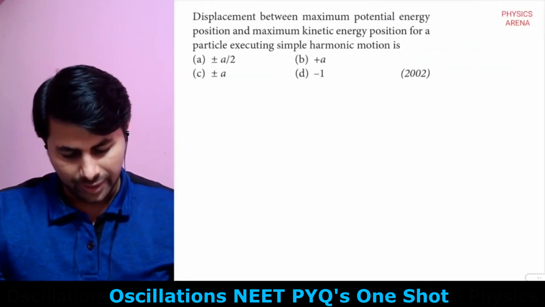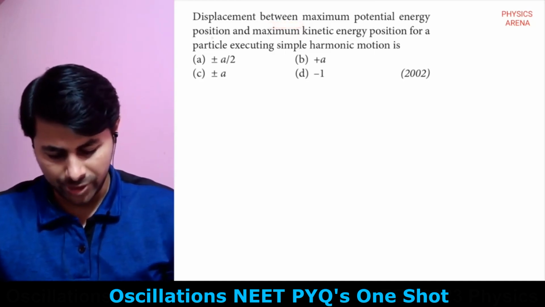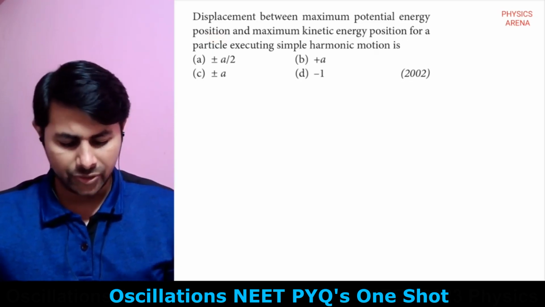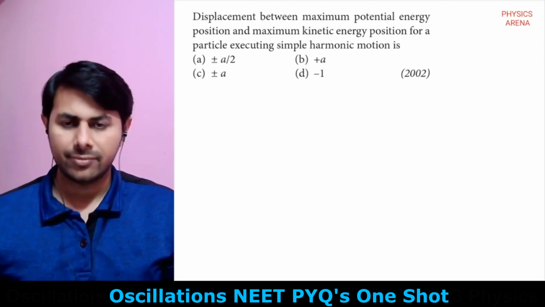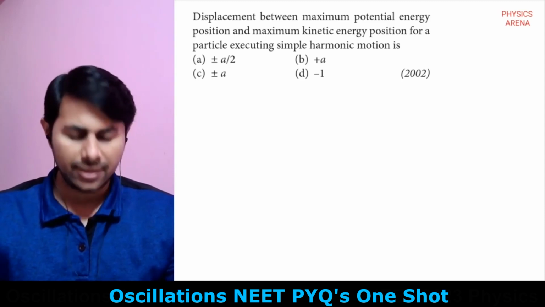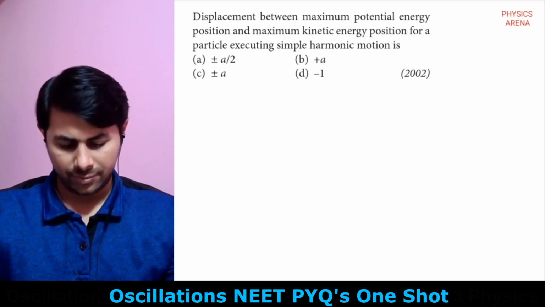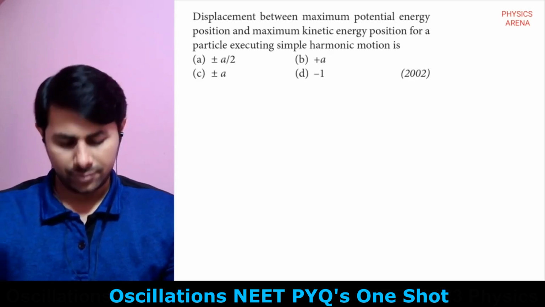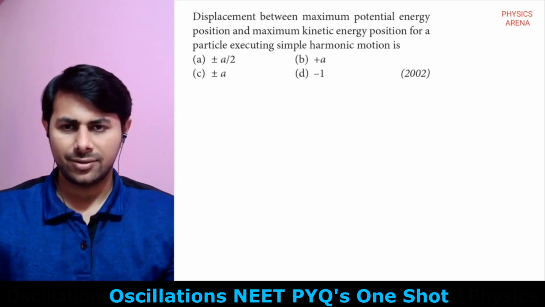Next one, the displacement between maximum potential energy position and maximum kinetic energy position for a particle executing simple harmonic motion is. So tell me, is it plus minus a by 2, plus a, or plus minus a, or minus 1? Option C, right? It's option C.